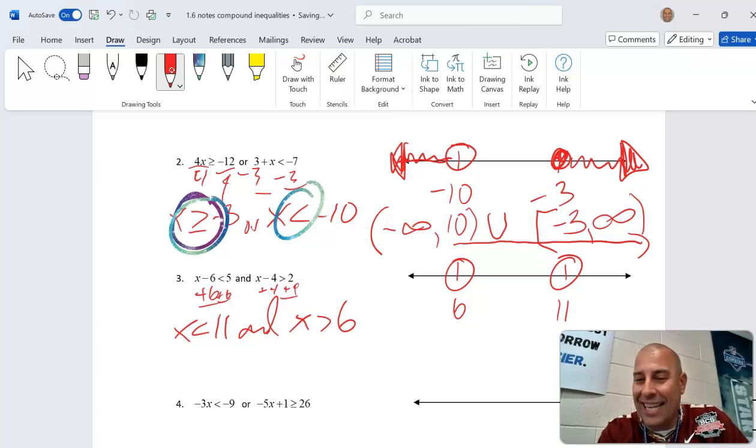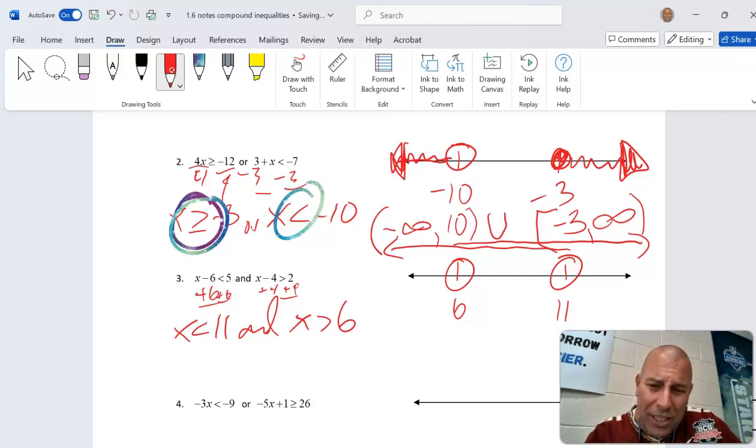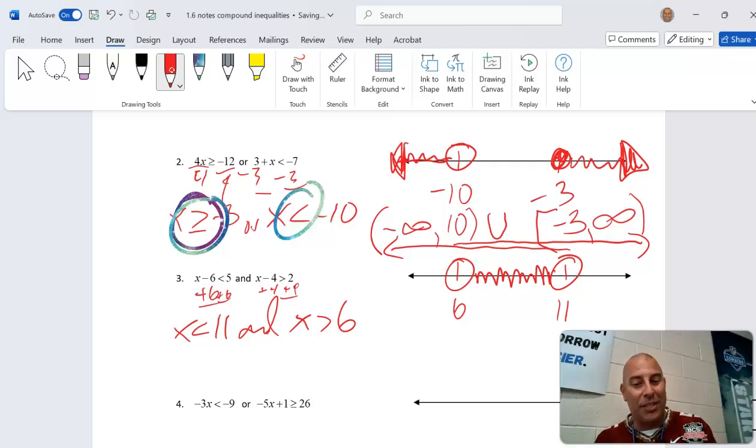Numbers that are less than 11 is going to go this way. So because it's and, I need them both to be true. The overlap is where they're both true. Where do they overlap? Right in between there. So only the numbers in between there will be true. And we can test this out. So numbers between 6 and 11. There's a lot of numbers in between there. I'm going to stay with whole numbers.